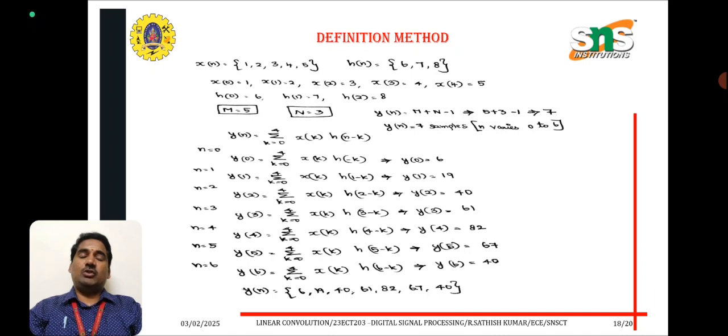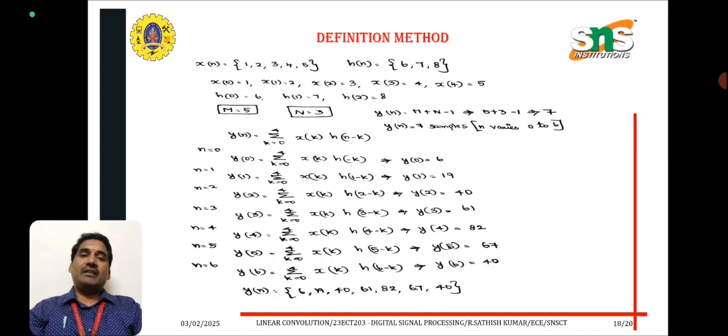The next definition method can also be given. x of n is equal to 1, 2, 3, 4, 5 and h of n is equal to 6, 7, 8. Now the total number of samples of x of n is m, and the total number of samples of h of n is n. m plus n minus 1 is 5 plus 3 minus 1, 8 minus 1, which is equal to 7. n varies from 0 to 6.